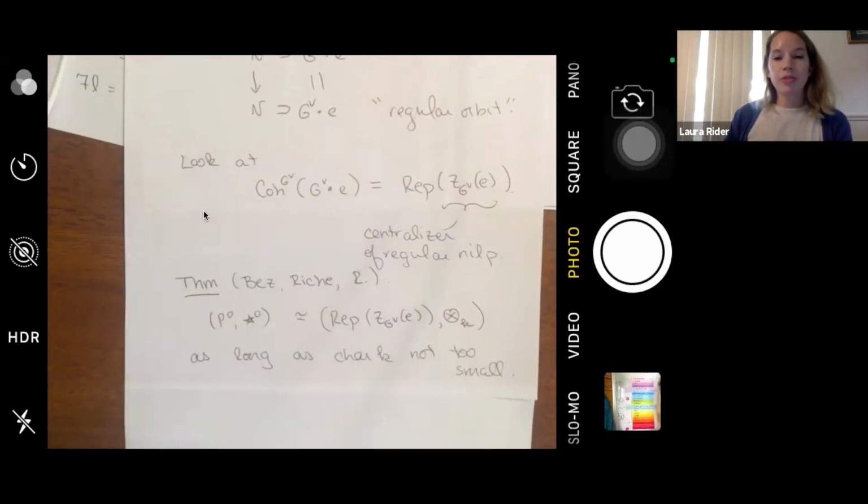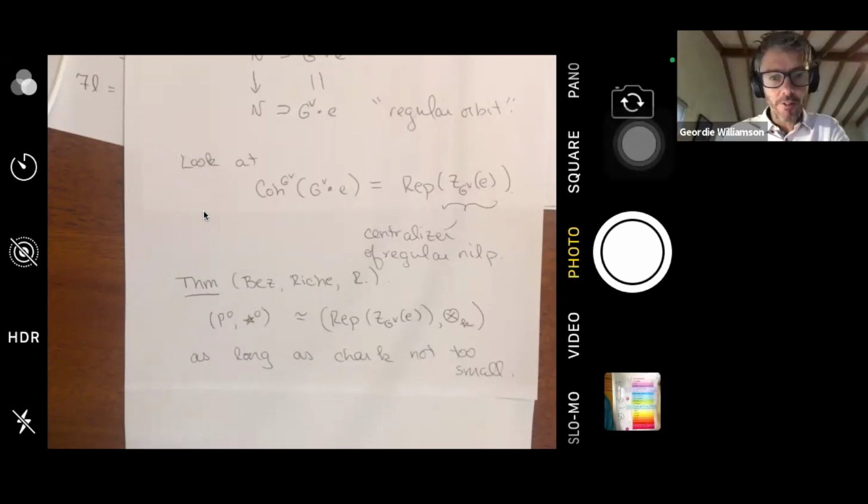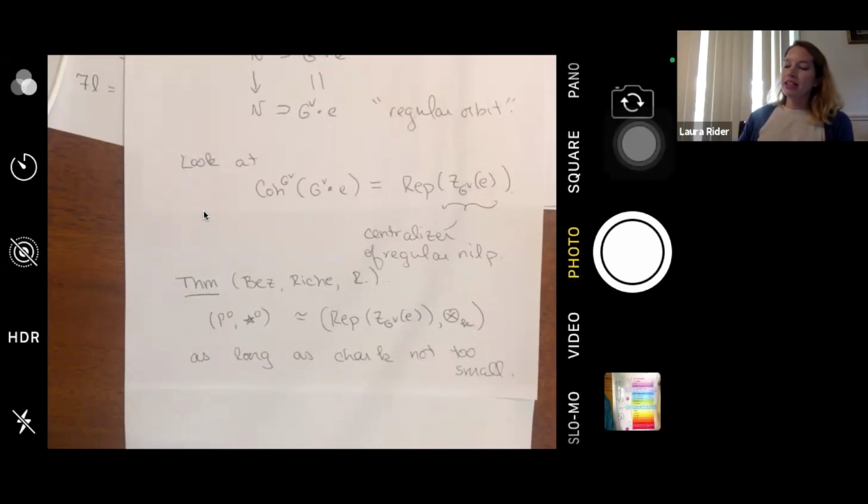So maybe I'll stop for a second. Are there any questions so far? Where do you get the symmetry from? The fact that this is a symmetric monoidal category? Well, a naive way to look at it is that the irreducibles that are left in this quotient are just the skyscraper sheaves, so they commute with each other. Those are the composition factors of whatever's in this category.